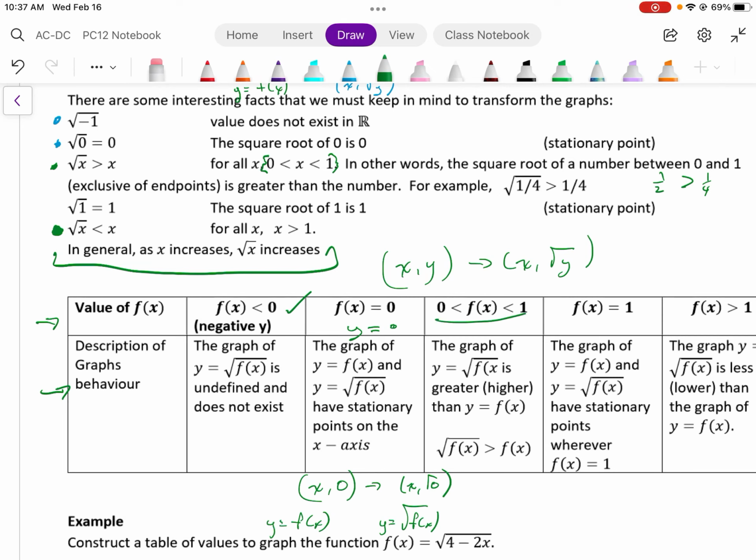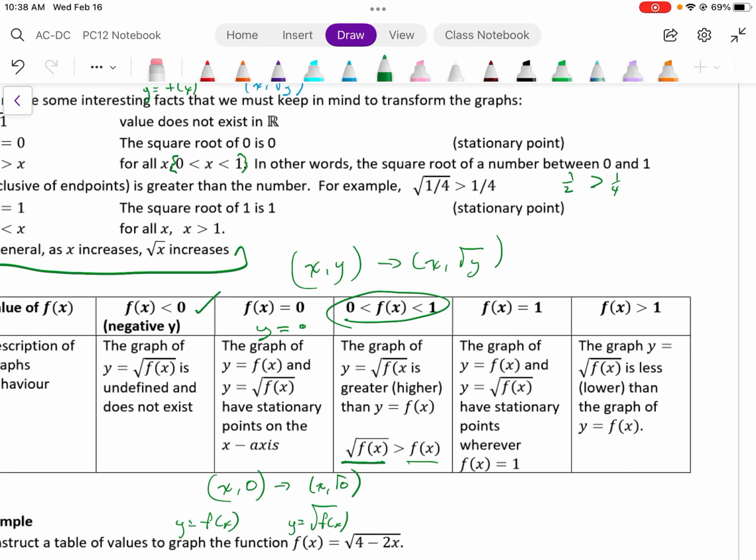Now, for any y value that is between 0 and 1, excluding 0 and 1, the square root function will have a greater value than the regular function. And that's because the square root of y, or f of x, is greater than f of x, or the y value itself.